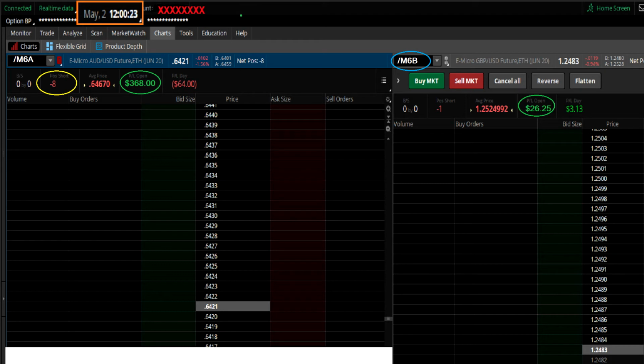So this is the M6A upper left-hand corner, E-micro Aussie US dollar futures. In green circle, what do you see? $368 positive. Okay. So from Wednesday to Friday, the Aussie US dollar began to work in my favor. But I want you to notice in the yellow circle, upper left-hand corner, you may not be able to read it, but it says -8.